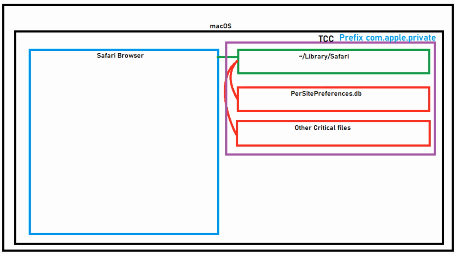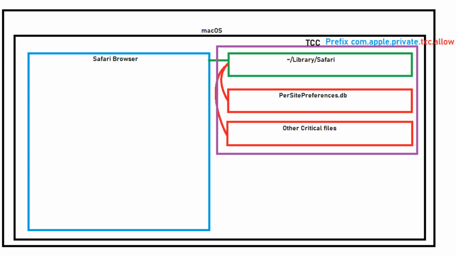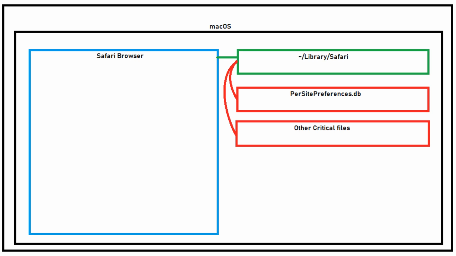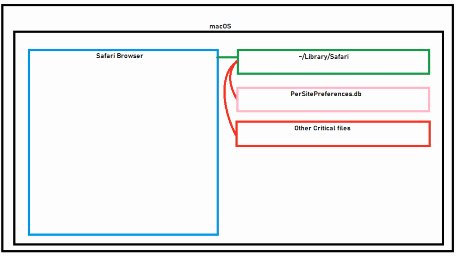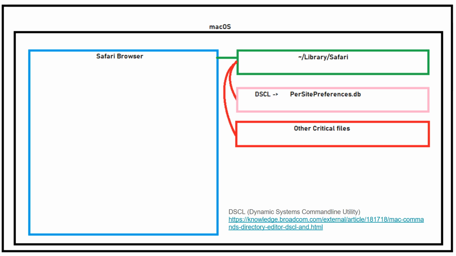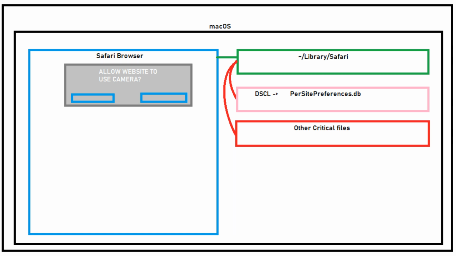But Microsoft discovered that parsing .tcc.allow to the prefix completely bypasses the TCC and gives a possible attacker direct access to the files on the device. And targeting per site preferences.db using an editor like dscl, Directory Service Command Line Utility, to change the file to completely remove the authentication for websites and other applications to ask permission for the use of sensitive resources.